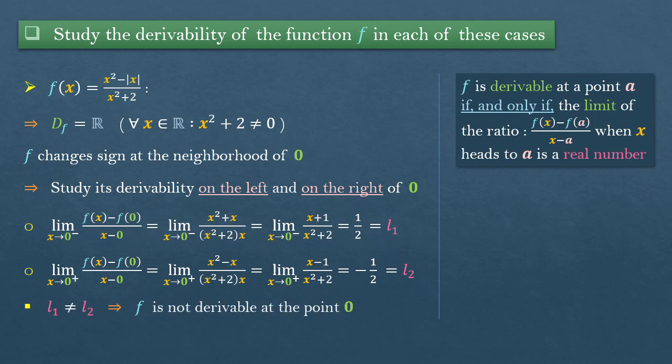Now, as the derivative of our function f on the left of the point 0, which equals the real number L1 that equals 1/2, is different from the derivative of our function f on the right of 0, which equals the real number L2 that equals minus 1/2, we conclude that in this case our function f is not derivable at the point 0. We will now end this study by the fifth and final case.